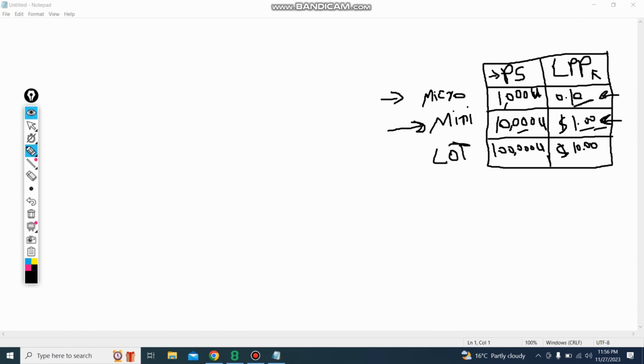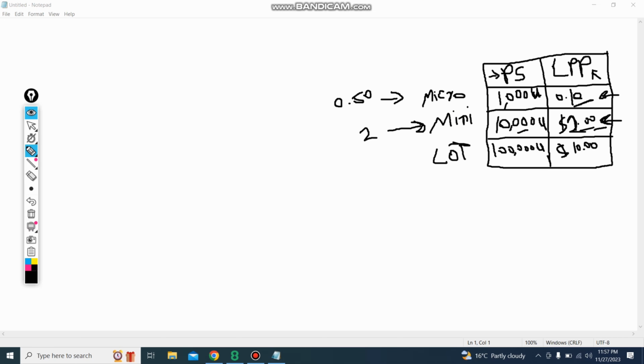The cool thing about all these is your broker should not only allow you to trade with these specific lot sizes, but it should allow you to multiply them by whatever you want. So you should be able to do 2 mini lots. That would mean every pip would be worth $2. You should be able to do as many micro lots as you want. Let's say 5. That would mean every pip would be worth 50 cents, and so on and so forth. Hopefully that makes sense.